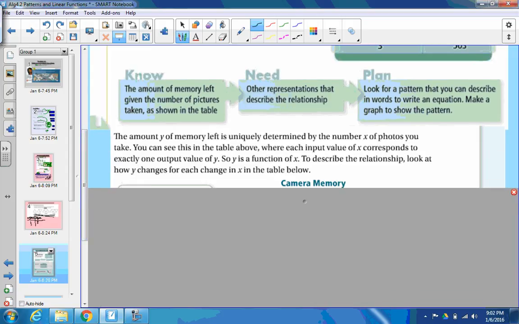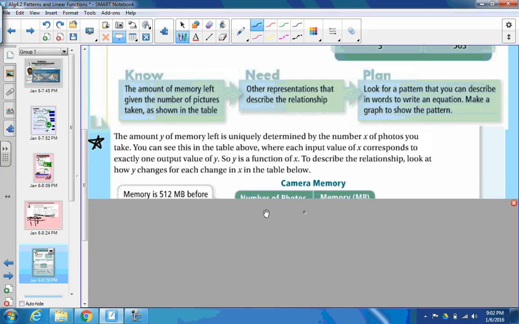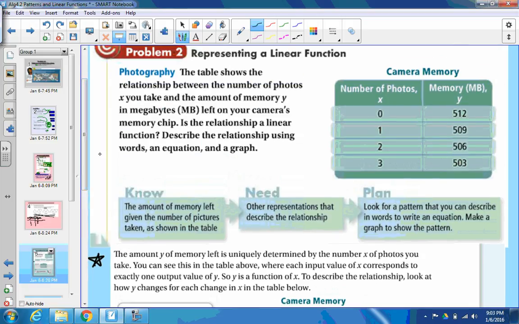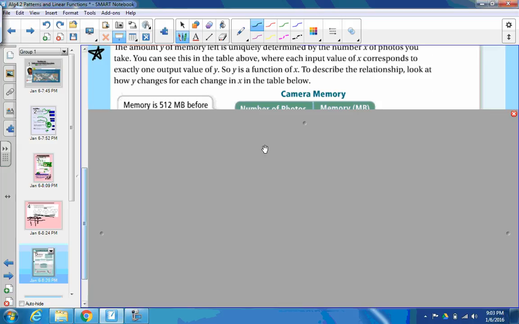If we look here, let's read right here. It says the amount y of memory left is uniquely determined by the number of photos you take. So that's exactly correct. You can see this in the table above, where each input value of x corresponds to exactly one output value. So it's a function. To describe the relationship, let's look at how it changes. Every time you add another photo, it looks like the memory goes down. And that makes sense. The more photos, the less memory you have.